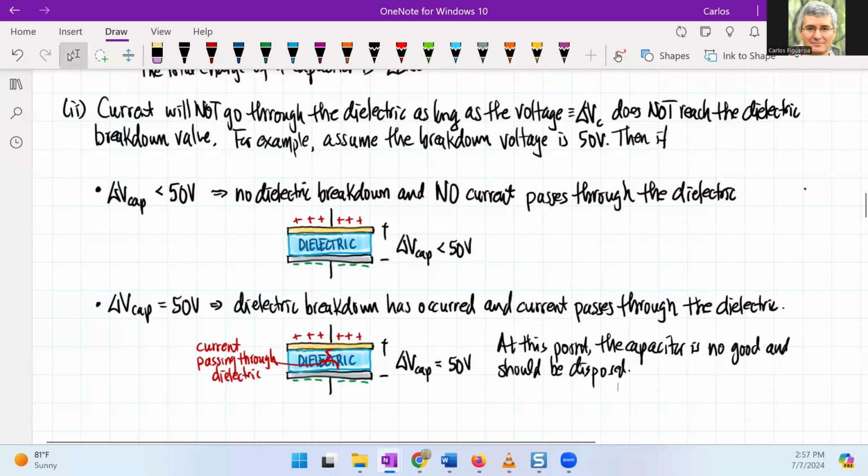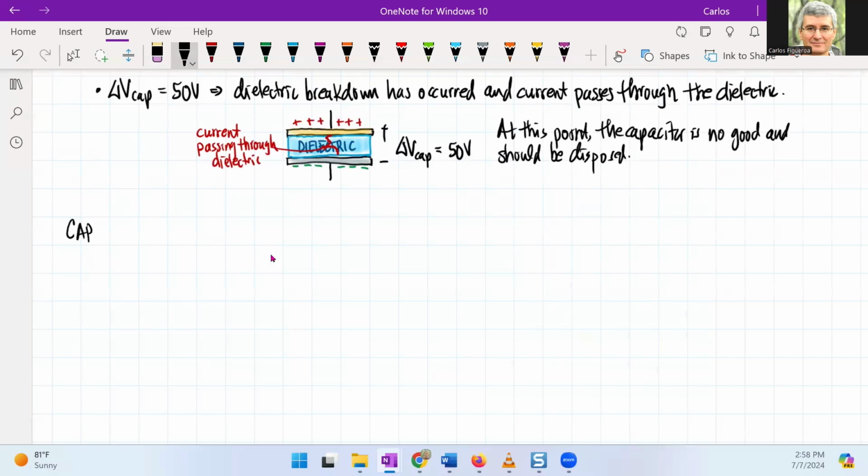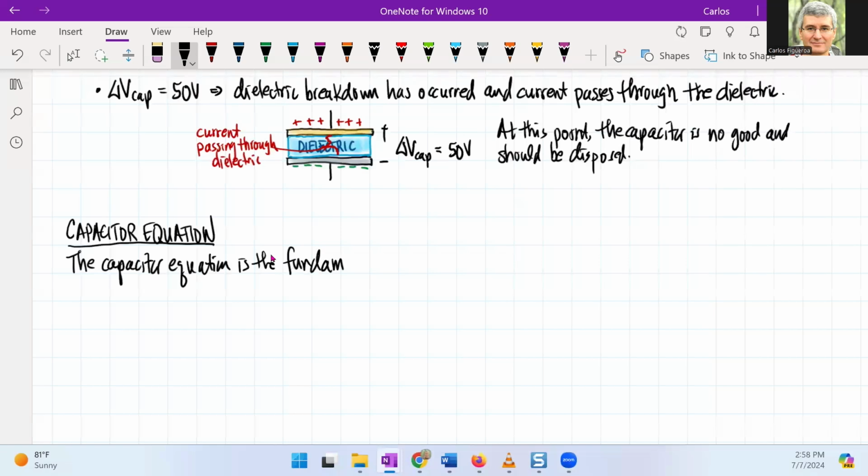So now we're on the final piece of this lecture here. We now want to talk about the capacitor equation, and that was the goal of this chapter. So now we're going to talk about the capacitor equation. And you'll see here is that the capacitor equation has two pieces to that. So the capacitor equation is the fundamental framework that all capacitors follow.